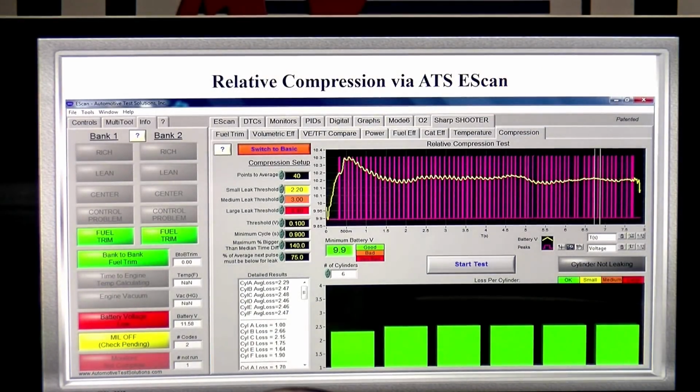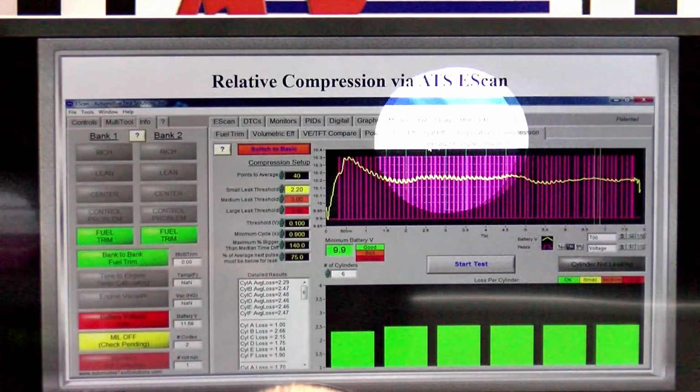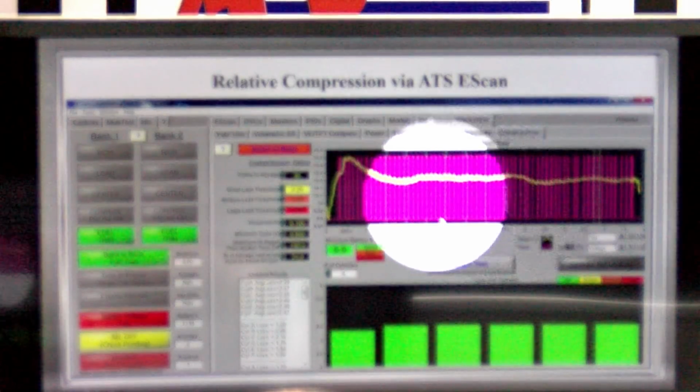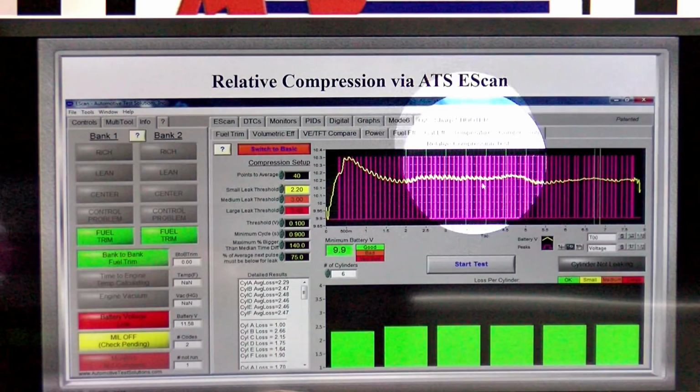But let's say you're on a different car. You're not on a Ford, you're not on a Toyota. You could be on a Porsche, you can be on a GM. Well, here is relative compression via the ATTS eScan. And the eScan Pro Elite here is basically allowing us to see relative compression, and you get the same thing, green or red, and you can see the little bars on the bottom or the actual graph, and this can also be blown up to see the voltage drop.